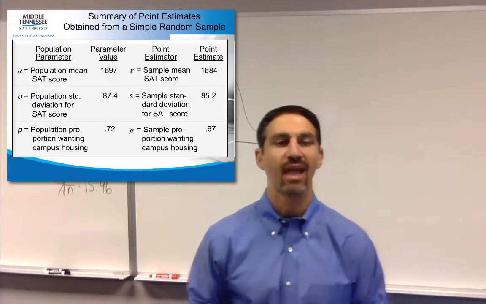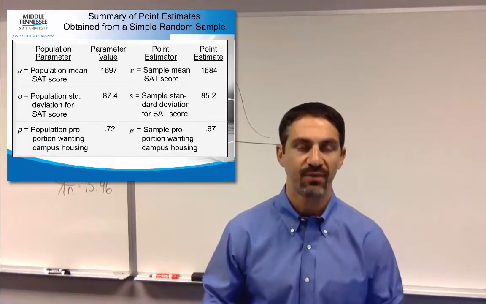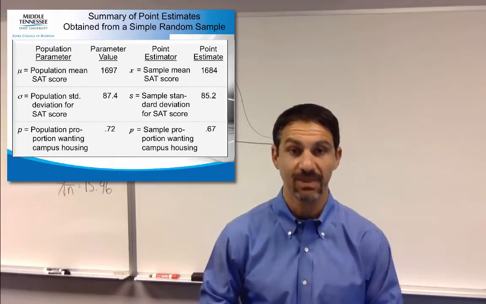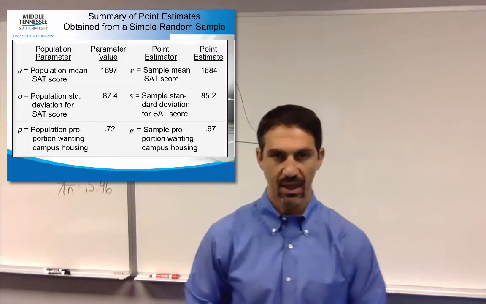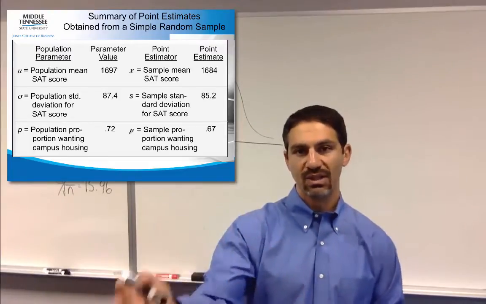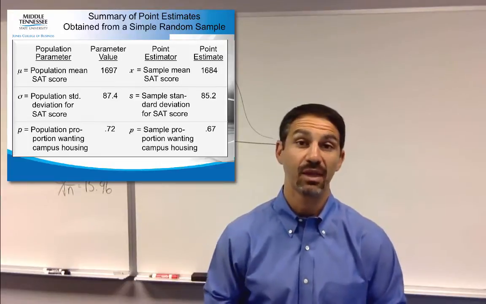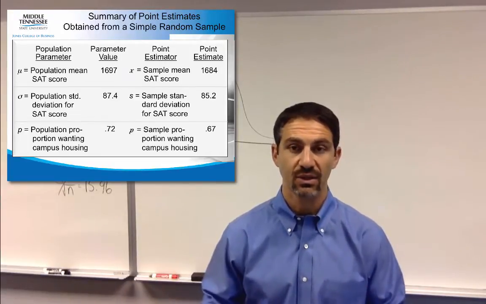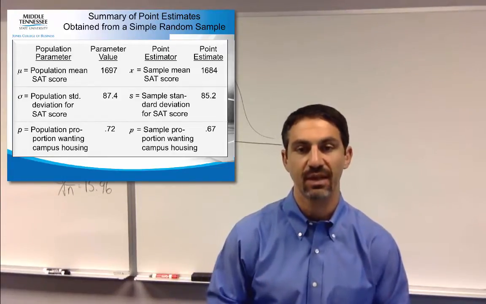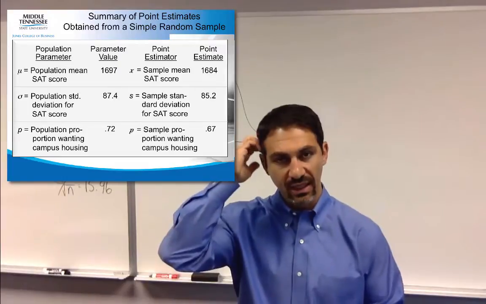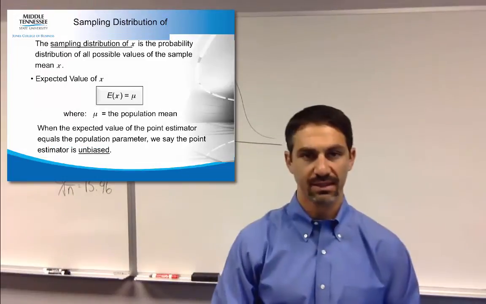And then you also have a proportion of students wanting campus housing. For the population, which means everybody that took the SAT, they were asked that one question, and 72% seemed to want campus housing. On the other side, the point estimate is what you get from a sample of 30 students. Looking at those 30 students, the average is a little bit different, the standard deviation is a little bit different, as well as the proportion. So looking at this data, let's take a look at finding some different probabilities.